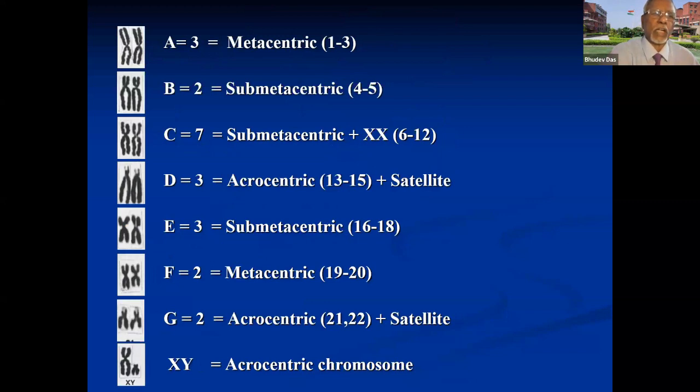So the 9;22 translocation. The chromosomes can be divided into 7 groups, A to G. The A group has three metacentric chromosomes, 1, 2, 3, and the B group has 2 submetacentric, 4 and 5. The C group, 6 to 12, are submetacentric. The D group, their picture is given on the left side, comes as acrocentric, and the E group is submetacentric, 16 to 18. F is metacentric, G is acrocentric, and then the X chromosome and Y chromosome, XX or XY.